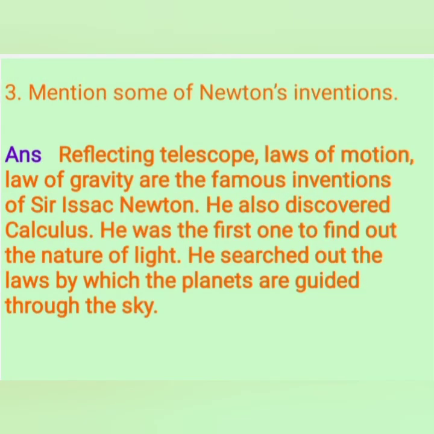Question number 3: mention some of Newton's inventions. Answer: a reflecting telescope, the laws of motion and the law of gravity are the famous inventions of Sir Isaac Newton. He also discovered calculus, and he was the first one to find out the nature of light. He searched out the laws by which the planets are guided through the sky.